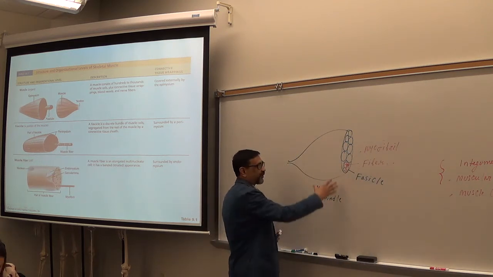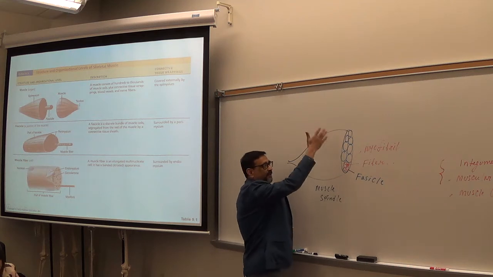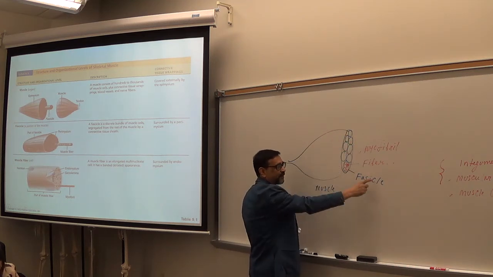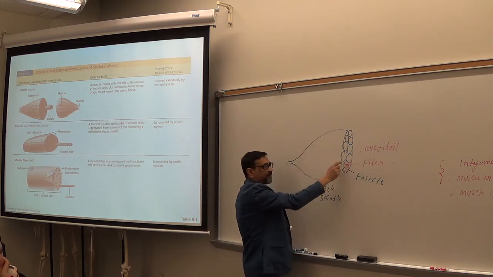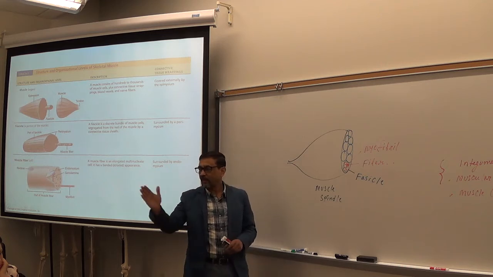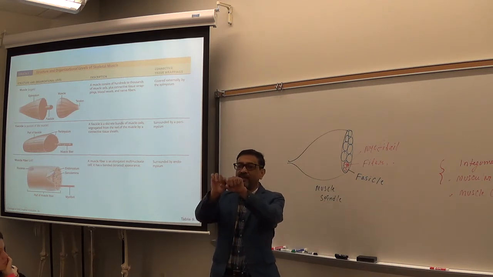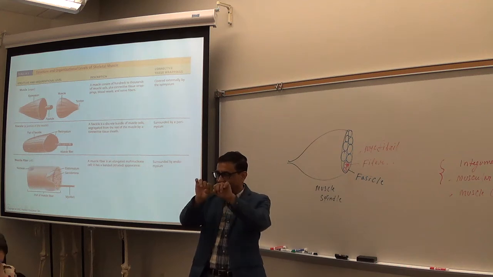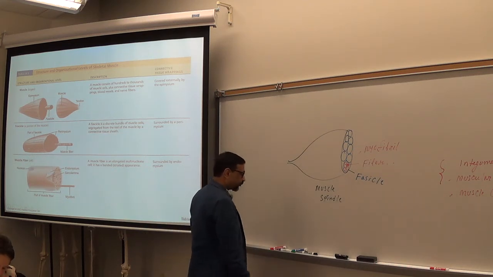Anyway, this whole thing is what? The muscle. Inside the muscle you have many fascicles, right? Inside the fascicles you have many fibers. Inside the fibers you have many myofibrils. Is it clear? So, large to small. And myofibrils are what? I said filaments, thin rod-like structures.